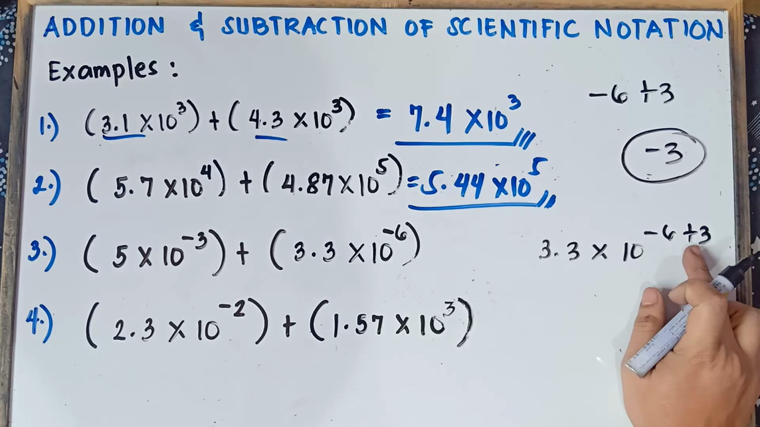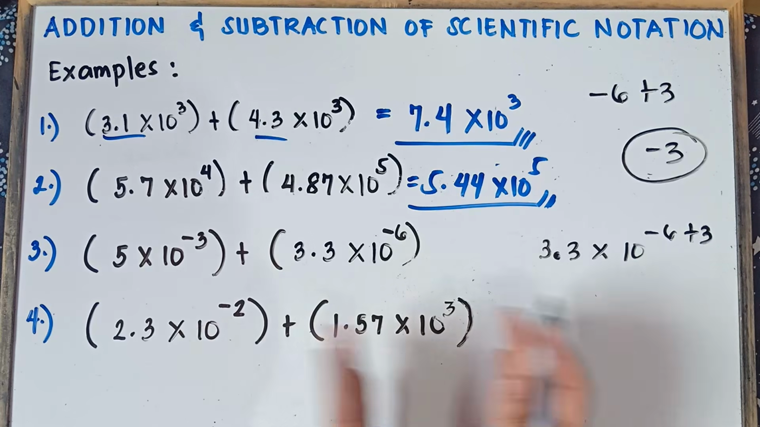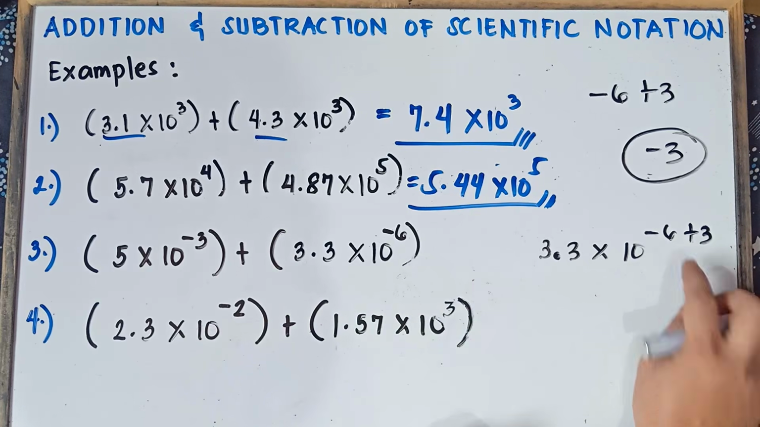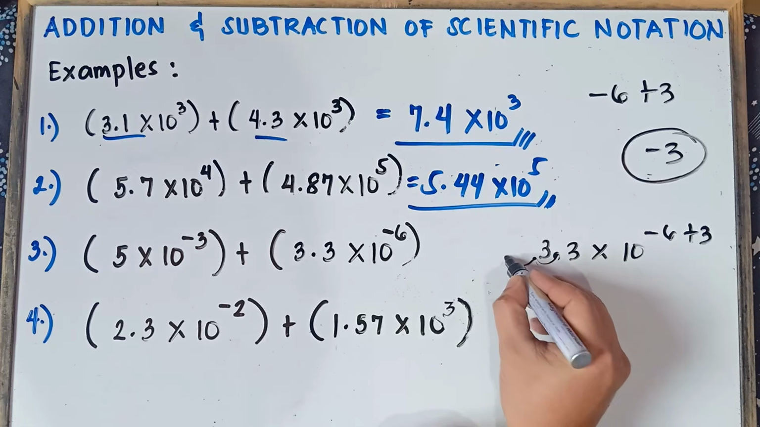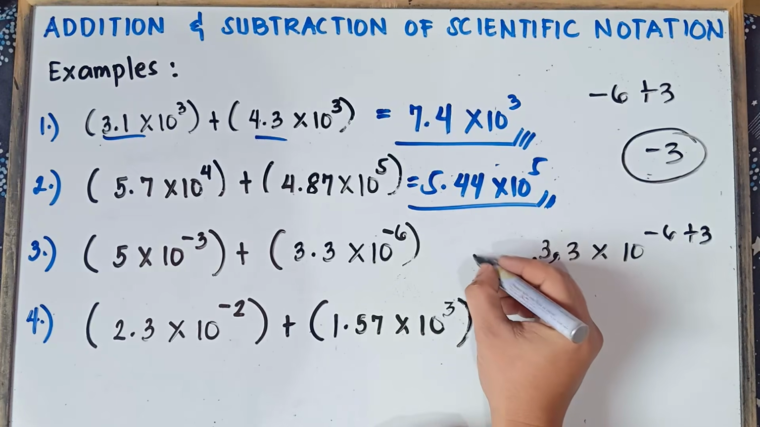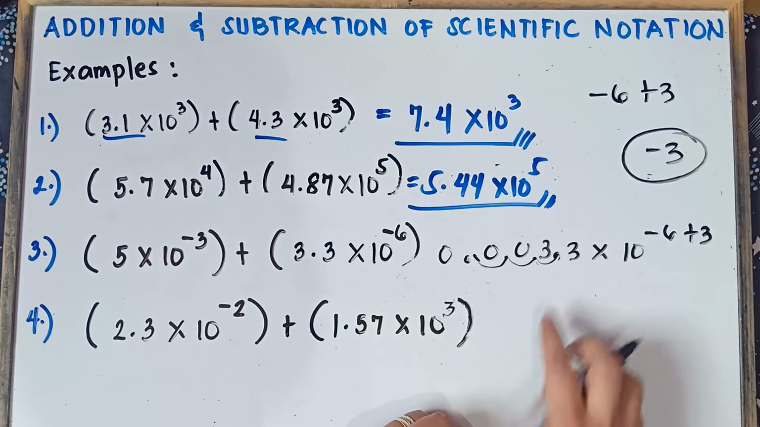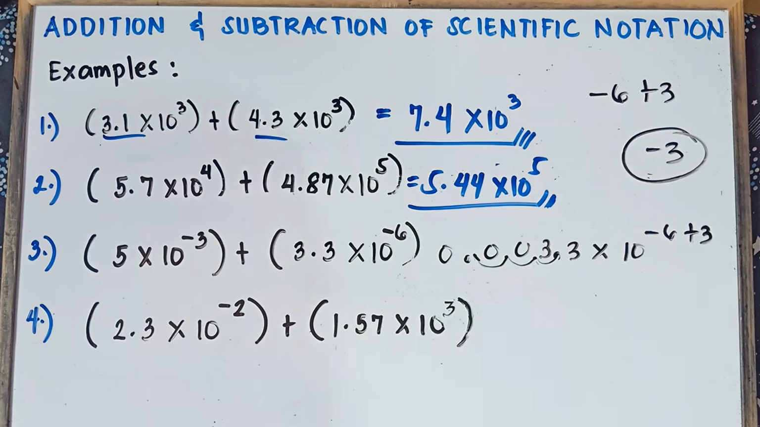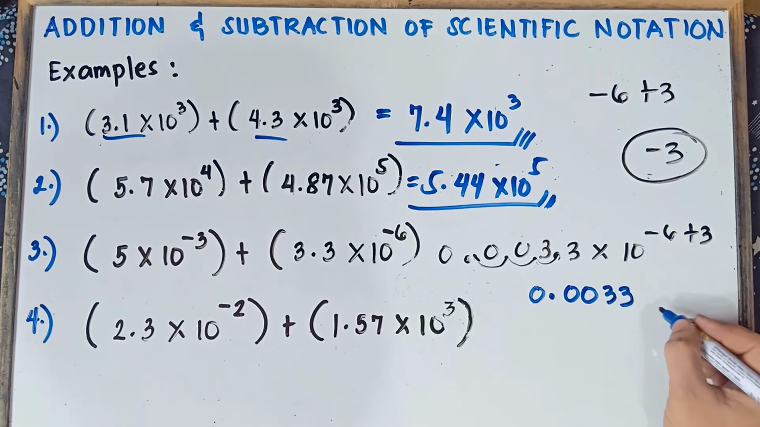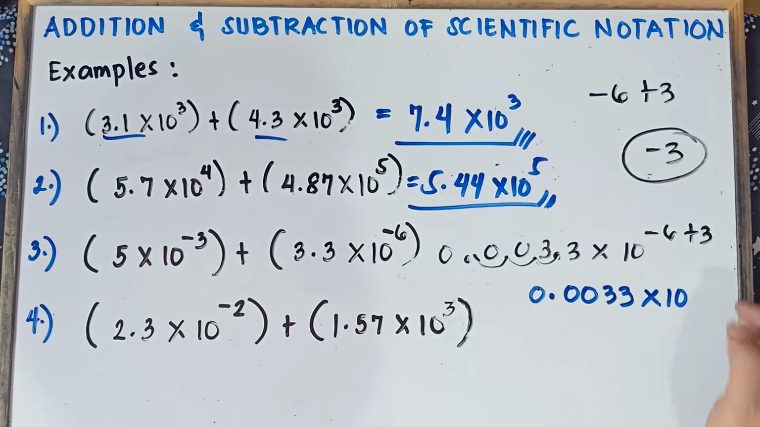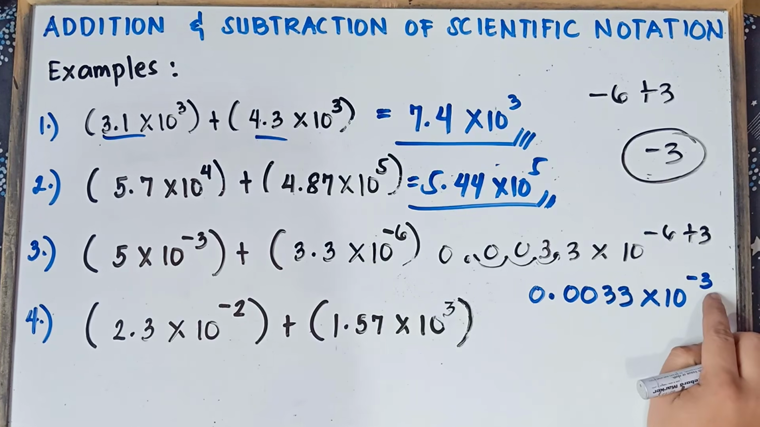Now, once we add 3, we need to move the decimal point right to left 3 times because we add positive 3. Move the decimal point right to left 3 times. 1, 2, and then 3. And the decimal point will be here. So therefore, this will be 0.0033. So this will be 0.0033 times 10 raised to the power of negative 3. Negative 6 plus 3, the answer is negative 3.